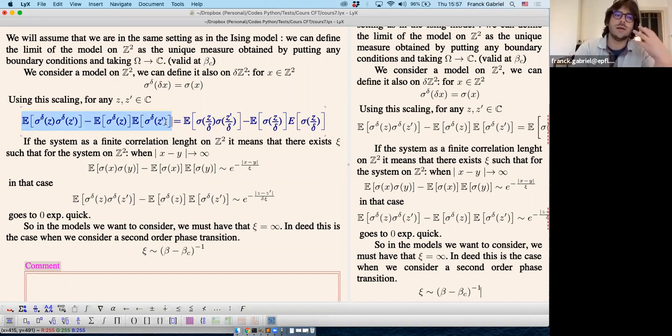So you see that if you want to have a scaling limit, the model must have an infinite correlation length. If you want to define a continuous scaling limit, it's only possible when you consider a statistical model with infinite correlation length. Fortunately, at this phase transition, the correlation length explodes, and so it will be infinite at beta equal beta c.